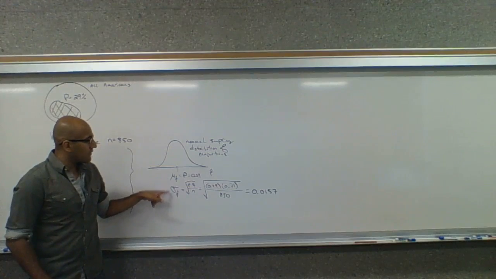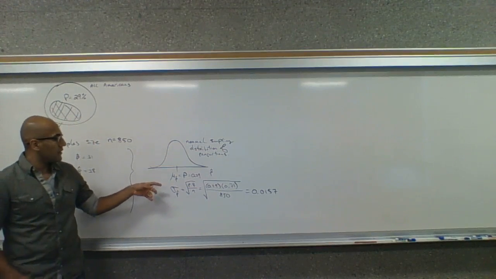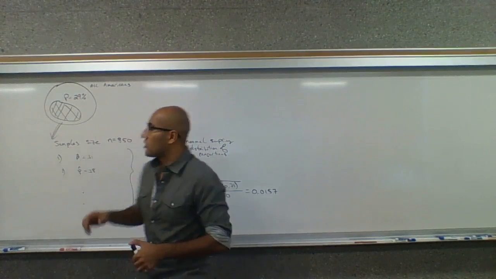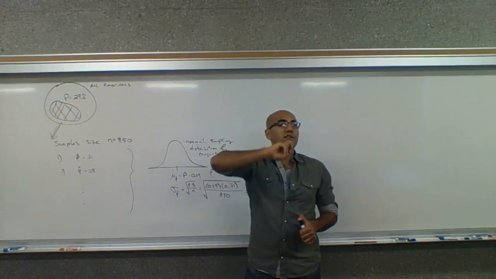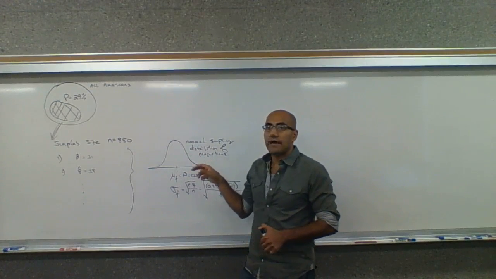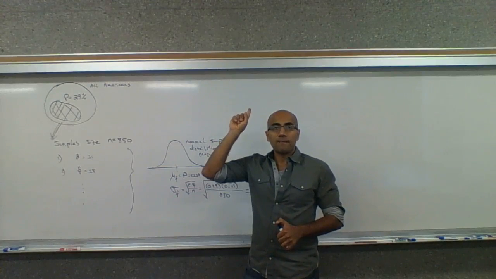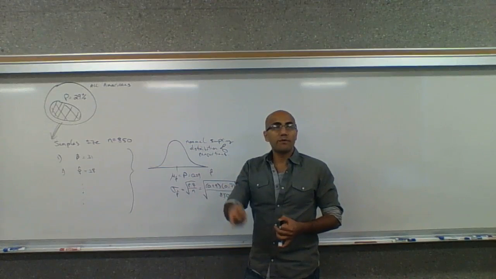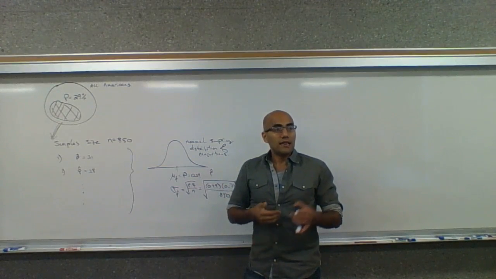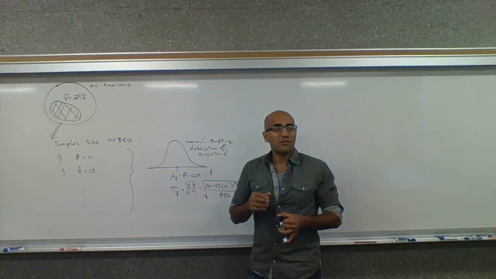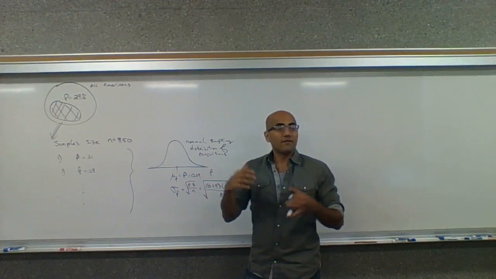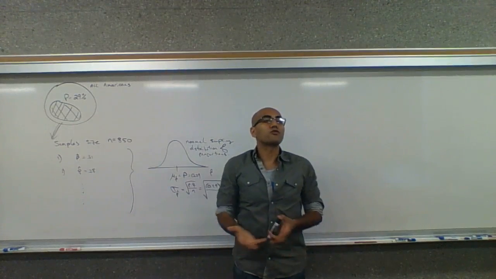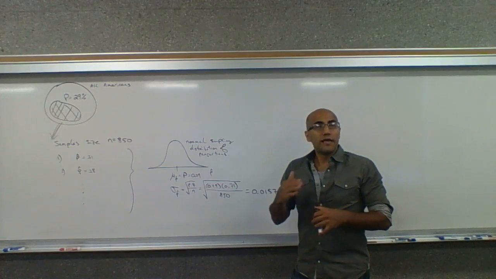distribution, and the mean and standard deviation will be derived by these equations, as long as, now this is the part where we have to check the criteria. There are two things we have to know in order to guarantee that this happens. One is that the sample size must be less than 5% of the population. It's got to be small relative to the population where you're drawing it from. Okay, so less than 5%.